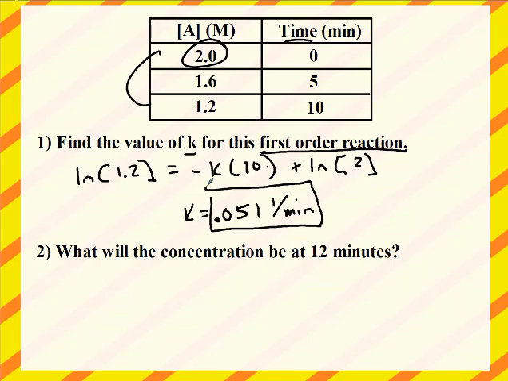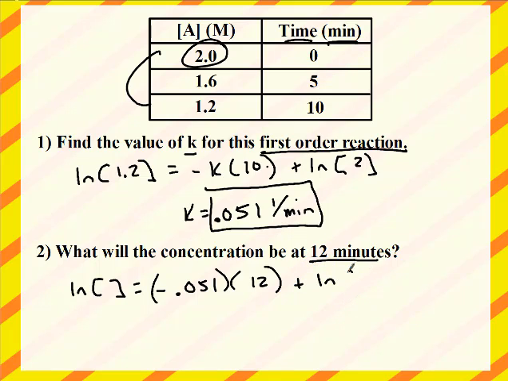If you haven't already solved number 2, go ahead and solve that one. So now you're looking for the final concentration. We know what K is. There's 12 minutes. Make sure that your units always match. Had this said 120 seconds, we would have needed to convert that to minutes. And my initial concentration is still 2.